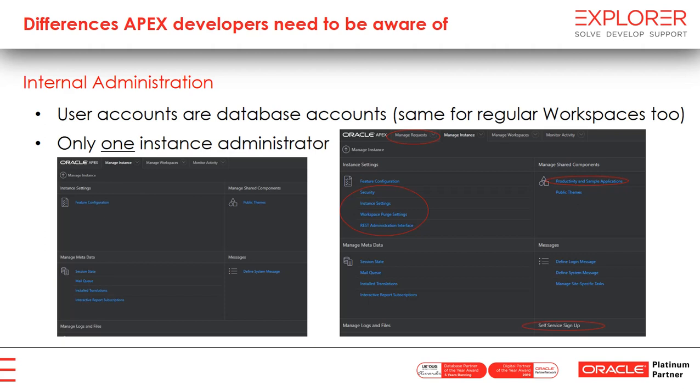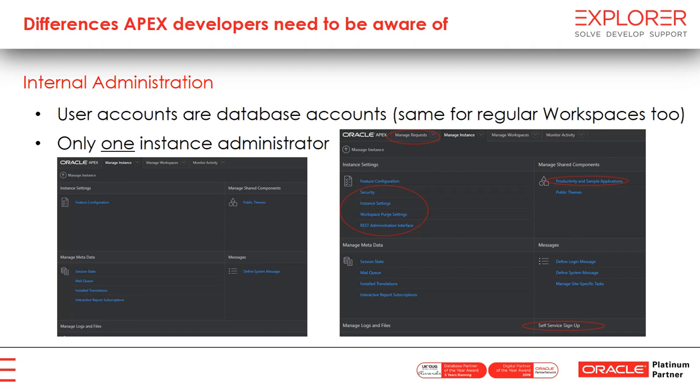There are a few differences in the internal administration itself, as are circled on the screen there. Requests and self-service for workspaces isn't there if you are currently utilising any of that functionality. You can't configure productivity and sample applications for the instance. Now, if you provision a workspace, they are still available to be installed, the built-in productivity and sample applications, but they cannot be configured from the internal administration.